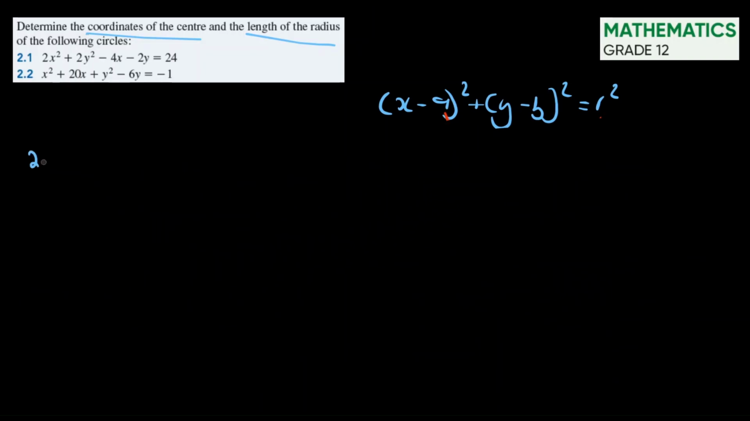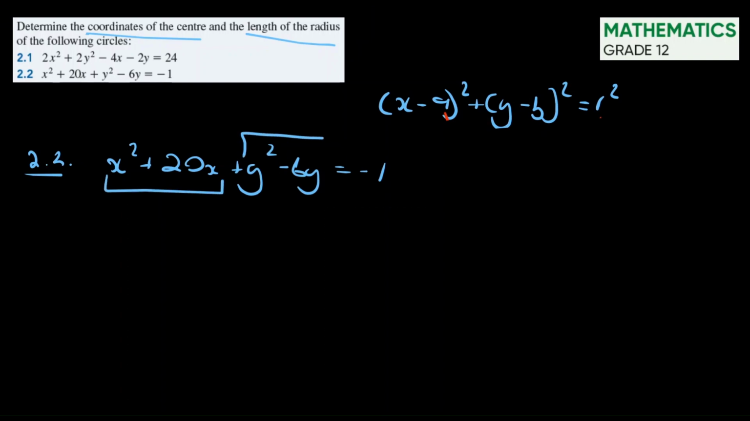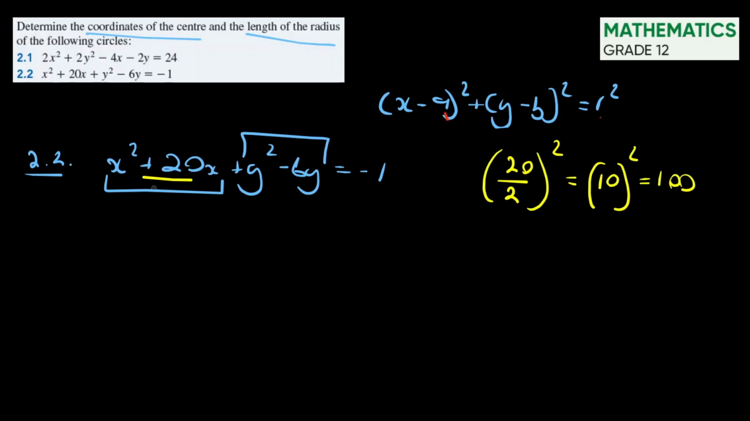So let's proceed to the second question and apply the same knowledge. So 2.2, we're given that x squared plus 20x plus y squared minus 6y is equal to negative 1. Luckily now we have the x's and y's all grouped together. Makes life so easy. So we just proceed to the next step of taking the value of 20, dividing it by 2 or multiplying by half, which will be 20 divided by 2 to be 10 squared, and 10 squared is 100.